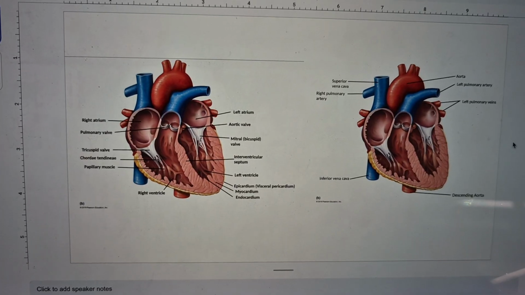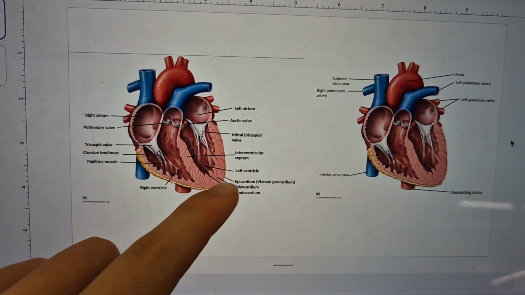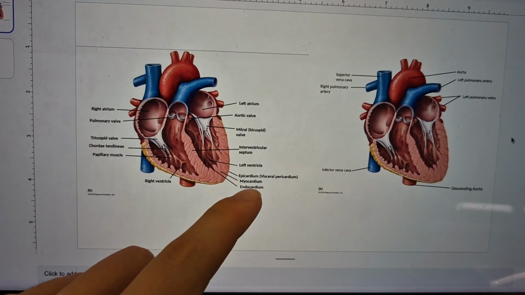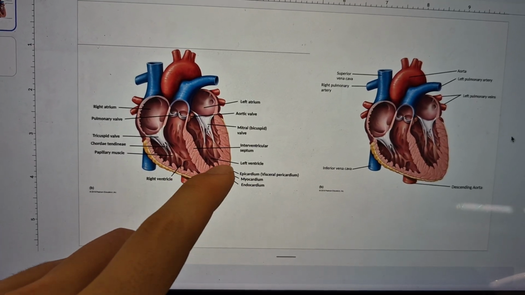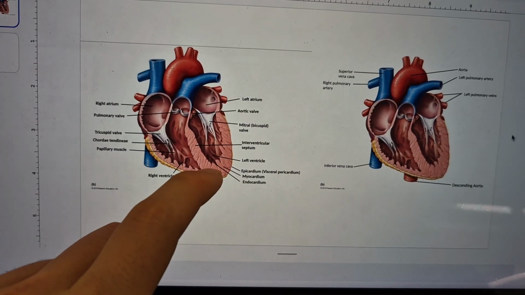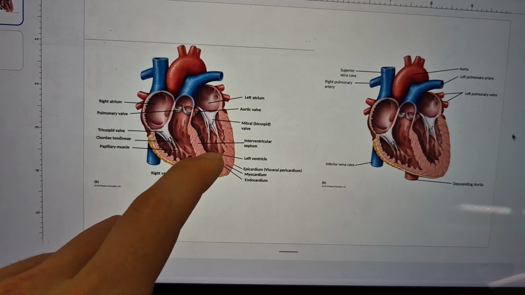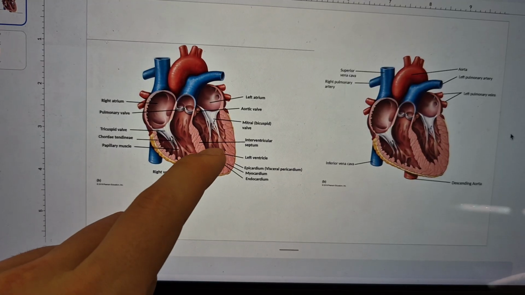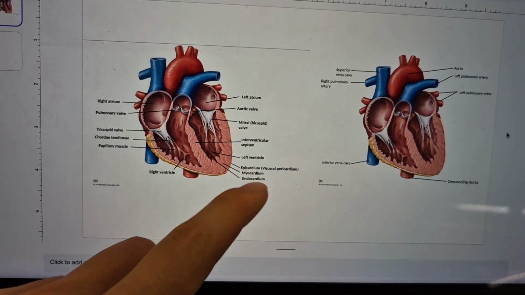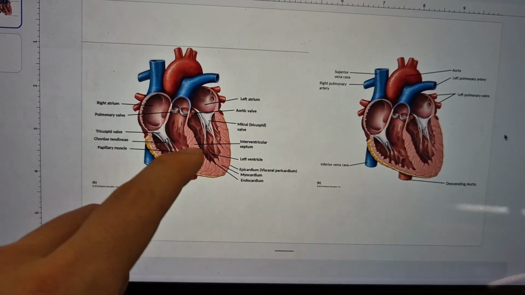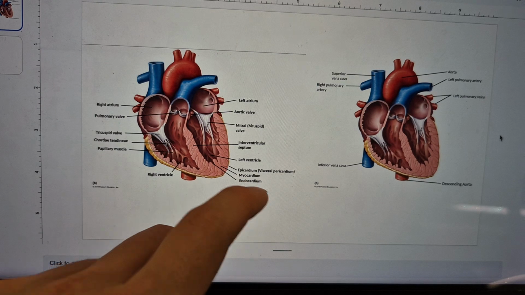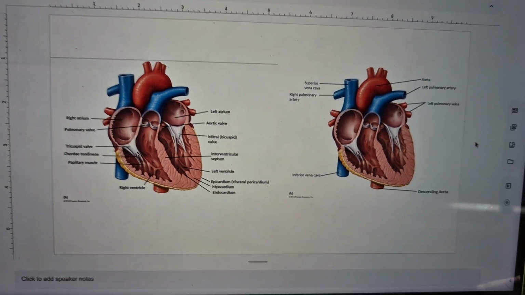Then you also have your epicardium, which is the outer layer of the heart. You have your myocardium, myo meaning muscle, and this is where all the cardiac muscle is located. And then you have your endocardium, which is the inside of the heart right here, lining all of the ventricles. So epicardium is most superficial and endocardium is the deepest. And all of these three layers right here make up the heart wall.